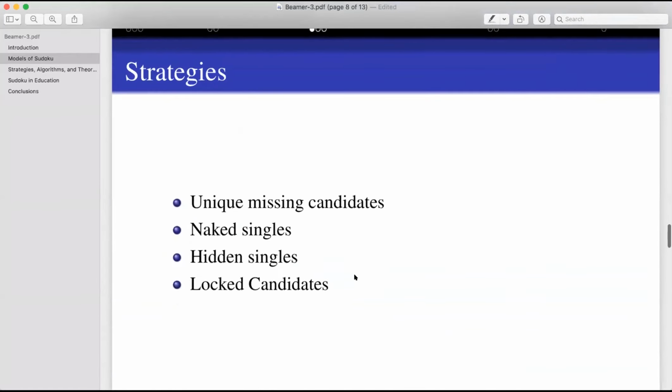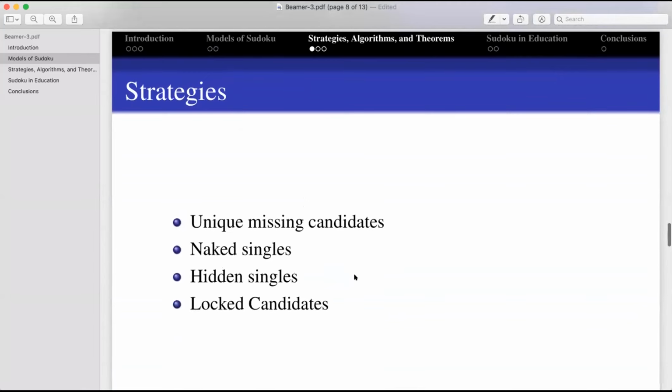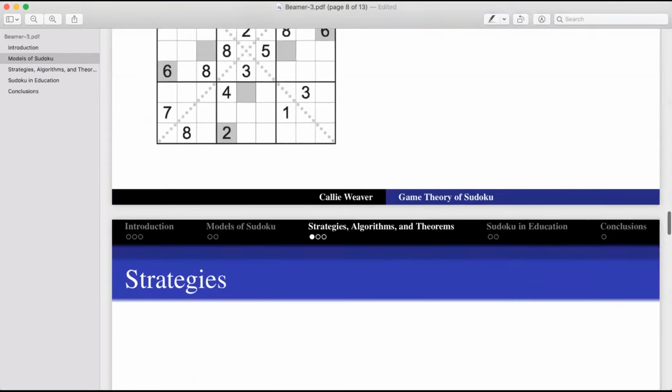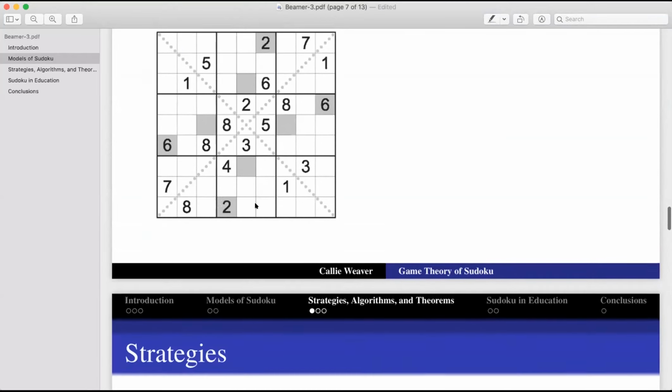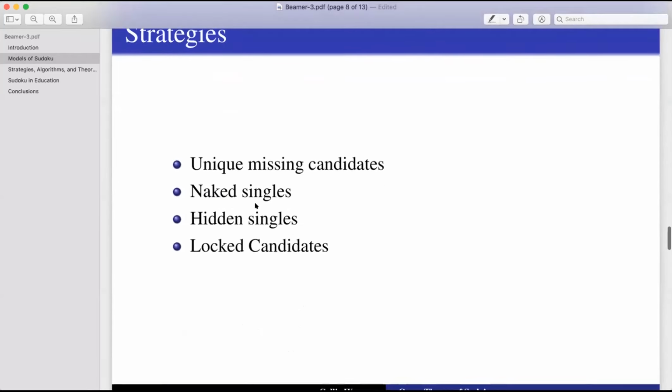These are the basic strategies when doing a Sudoku puzzle. They're called unique missing candidates, naked singles, hidden singles, and locked candidates. For the unique missing candidates, that would be when 8 out of 9 elements are in any virtual line. So if we want to go back up here, it would be if 8 of these squares would be filled rather than just 2 in that example.